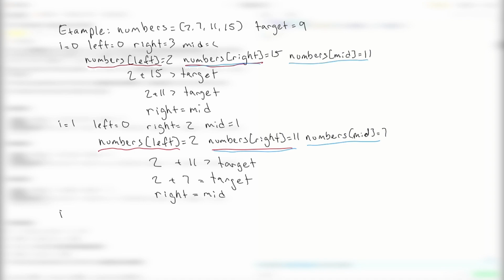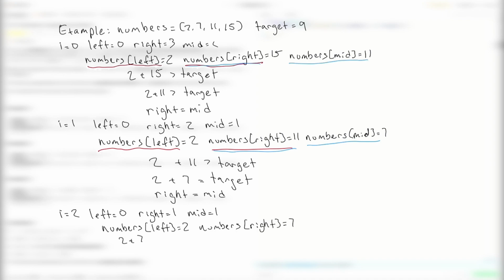And now finally, for i equal to 2, left is still equal to 0, right is equal to 1, mid is equal to 1. And now our numbers of left is equal to 2, and numbers of right is equal to 7. Now 2 plus 7 is equal to target, so the loop exits. And we return left plus 1 and right plus 1, which is 1, 2, which we expected. All right, so we had a little bit of room there, but we got it all to fit. So this works all fine and dandy. Let's hop over to LeetCode and actually solve this with some code.